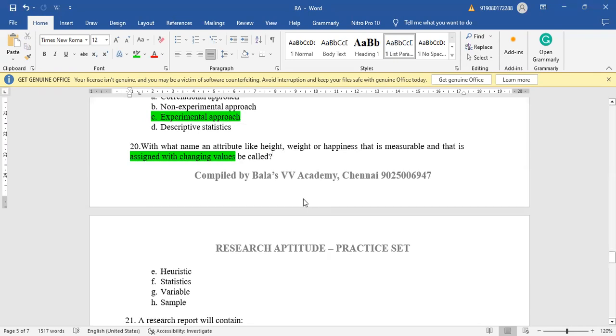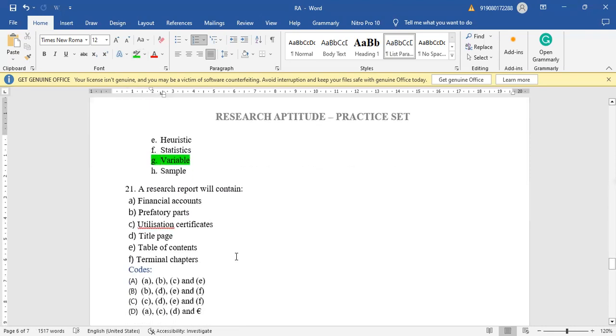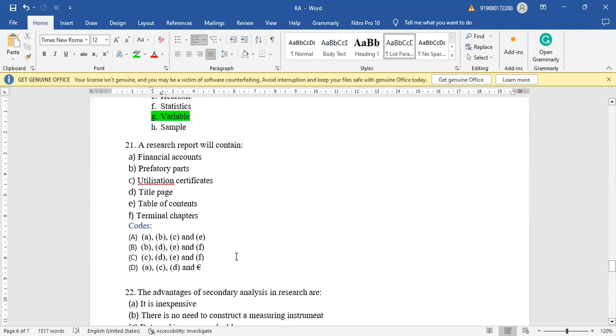So variables. Very good. It's variables, sir, because changing value is called variable. Clear? A research report will contain dash. Option D, sir. Answer.